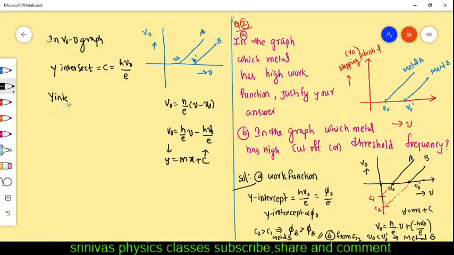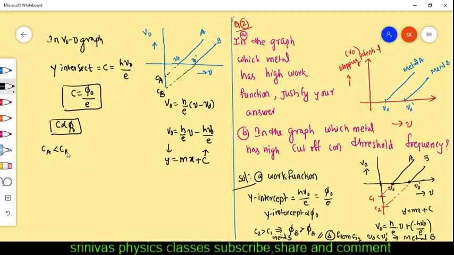That is, the y intercept gives the work function, since h nu naught is the work function. That means the y intercept is directly proportional to the work function. Then, for which metal is the y intercept more? You do the extension for the first metal and the second metal. Then this is C1 for metal A and C2 for the second metal. Otherwise you write Ca less than Cb. That is why the work function of A is also less than the work function of B. That means metal B has more work function.